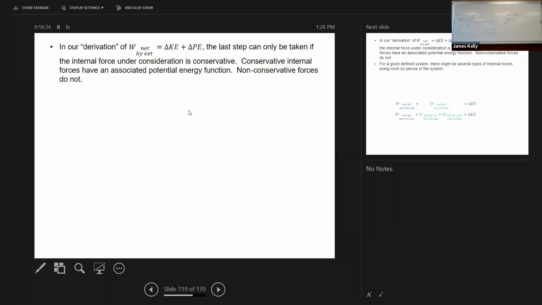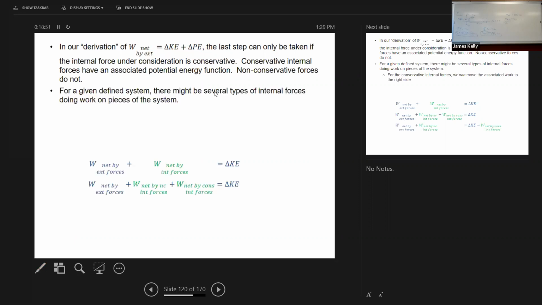So when we're doing this derivation, we can only bring that work from a conservative internal force over here to the other side with a minus sign and redefine it to be a change in potential energy if that force is a conservative force. Okay?